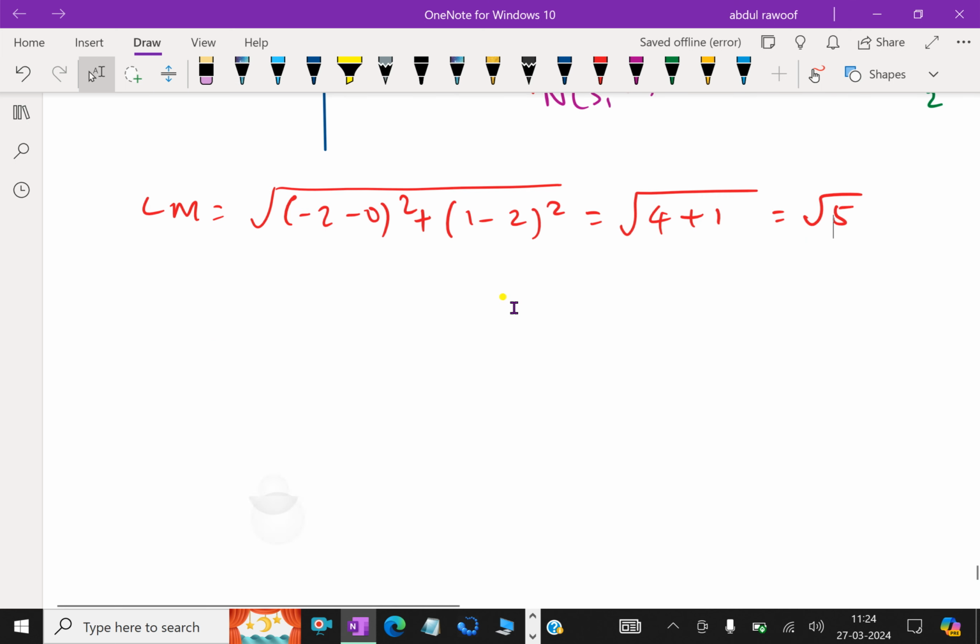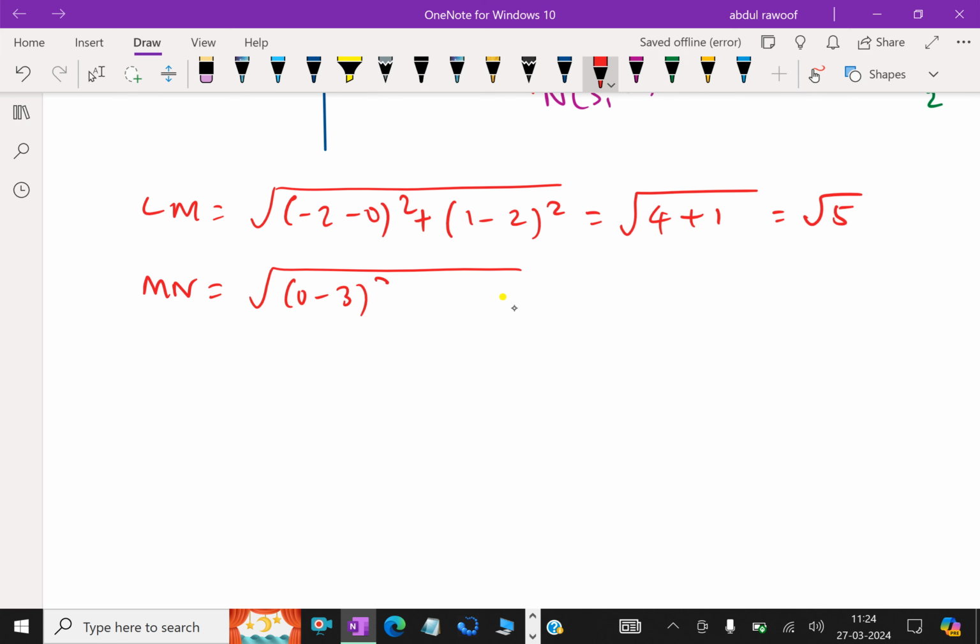MN is between these 2 points, 0, 2 and 3, minus 2. That's MN. It is the square root of 0 minus 3, the square, plus 2 minus of minus 2, which is plus 2, the square, which equals the square root of 9 plus 16, equal to 25.